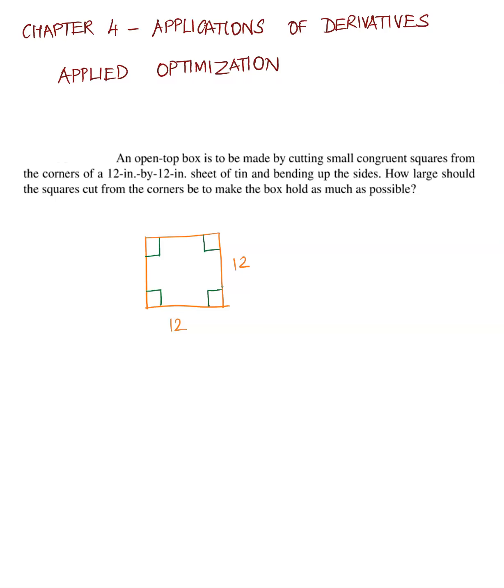Now that the corners are gone, we'll bend up the sides, and so that makes that box. So you see the box is a 3D figure because you can hold something in it. And so the question is, how big should these squares be cut so that we can make the box hold as much as possible? So to maximize the capacity of the box.